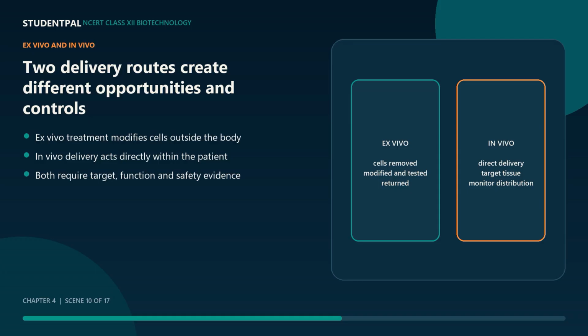Choose from cell accessibility, required duration, delivery efficiency, manufacturing feasibility and risk. Clinical monitoring tests benefit and adverse outcomes over an appropriate period. In a comparison answer, use parallel headings: location of modification, target cell control, delivery challenge, testing opportunity, and major limitation.